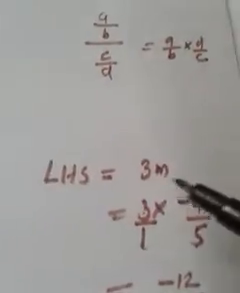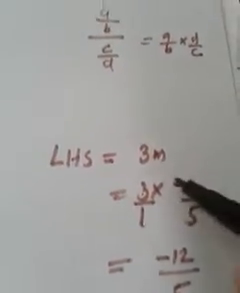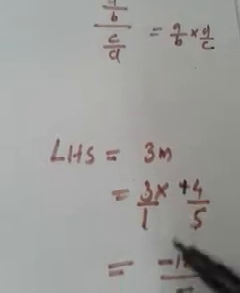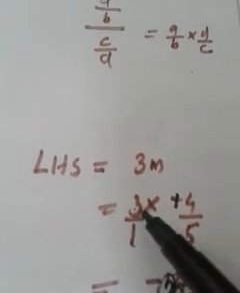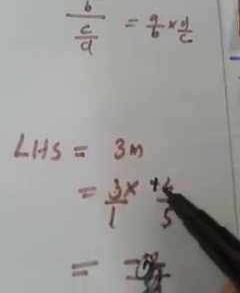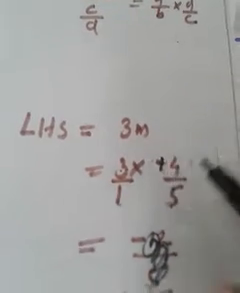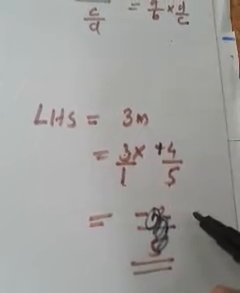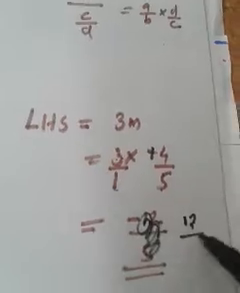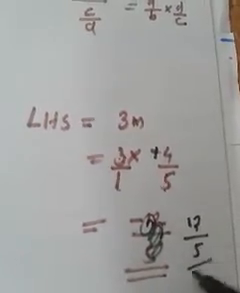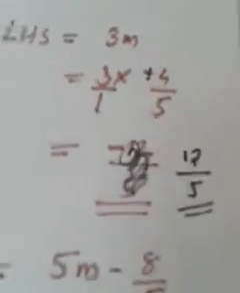And when you check the LHS, 3 into, okay, in that way it is +4, no? So it becomes 3 into +4, which is 12. 12 divided by 1 into 5 is 5. 12/5 is the answer we are getting on the LHS side.